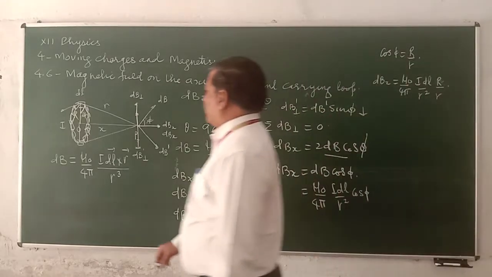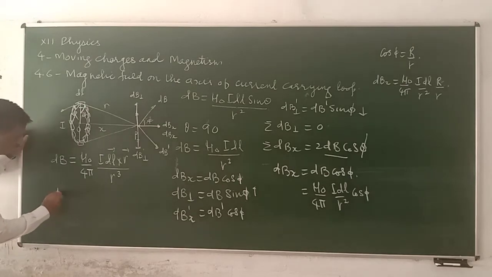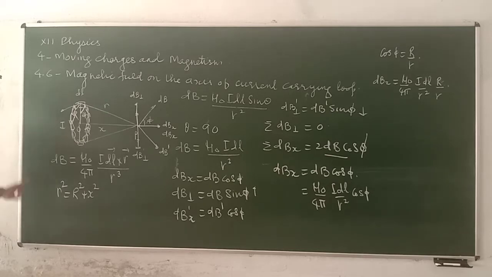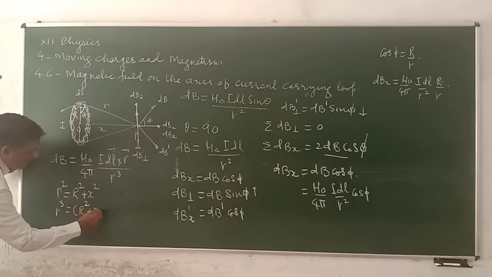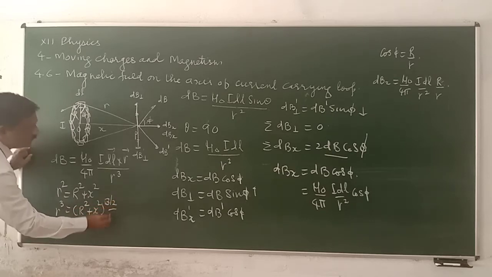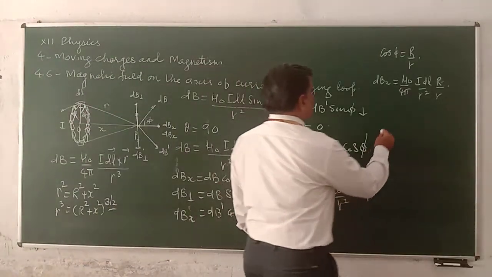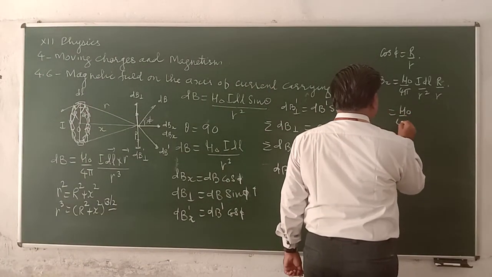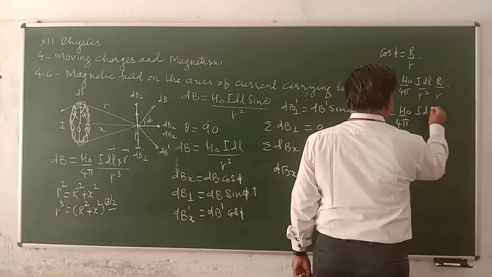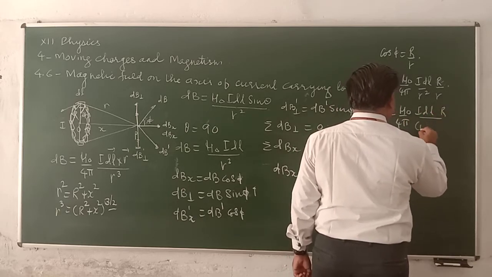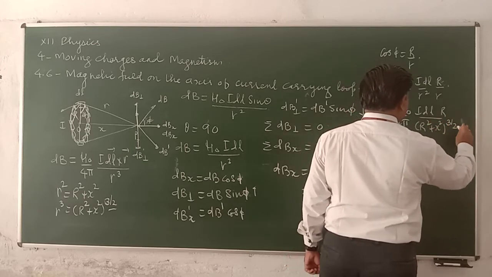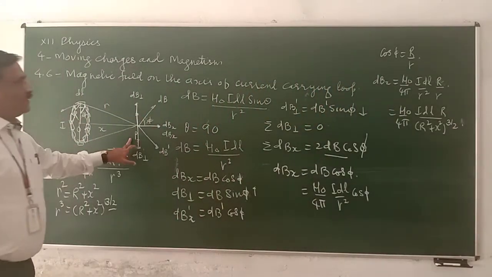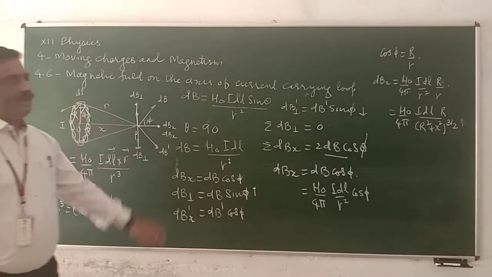From the figure we can make it here that R square is equal to r square plus x square. So R cube is equal to r square plus x square raised to 3 by 2. We get dBx is equal to mu 0 upon 4 pi I dl r upon r square plus x square raised to 3 by 2. This is along the x axis and this is due to one element.